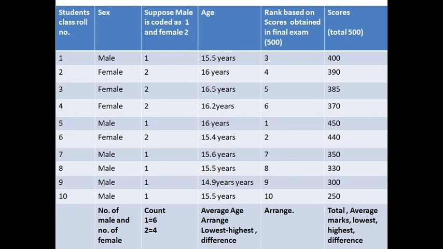Then in case of interval scale, here you see the scores, the last column. In case of interval scale, the total can be calculated, because we have the total score obtained by the student, then the average mark obtained in the class can be calculated. Then you can find out the lowest, the highest, the range or the difference, and the variation in the marks. So these statistics you can apply with interval scale.